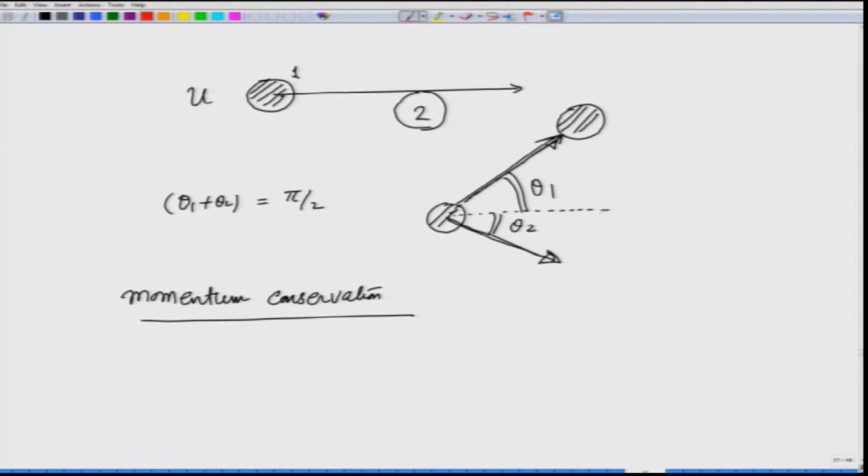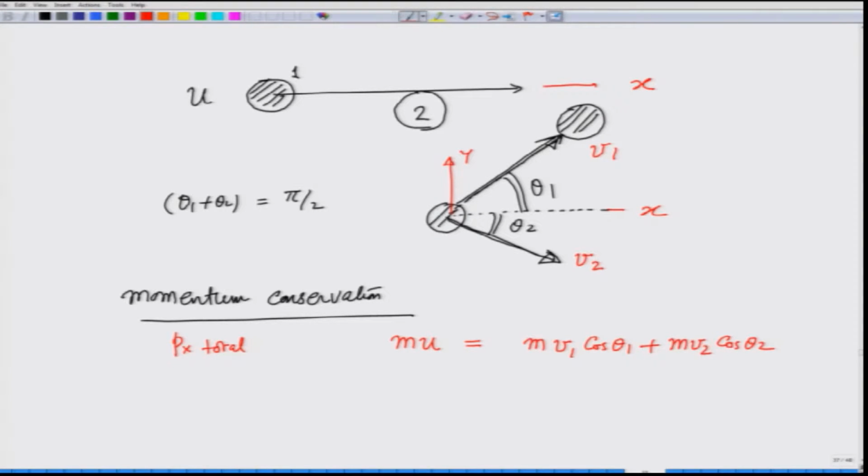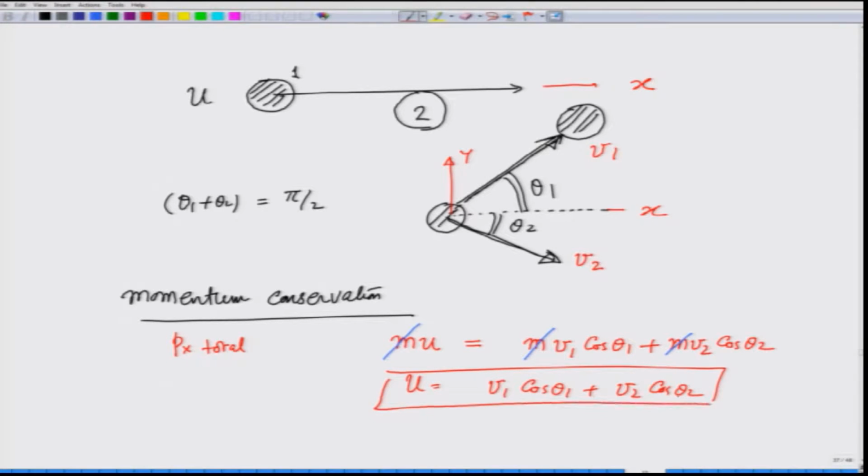And for good bookkeeping I have called the initial direction in which the ball was moving the x direction and the perpendicular direction the y direction. Since there is no external force, momentum is conserved, and therefore Px total is same as it was earlier. Earlier the momentum was mu, and after the collision the first ball is moving with velocity, let us say v1, and this is moving with v2, m v1 cosine of theta 1 plus the momentum of the second ball in the x direction is going to be m v2 cosine of theta 2, and you can see that m cancels, and therefore I have u equals v1 cosine of theta 1 plus v2 cosine of theta 2. I have got one equation from momentum conservation.